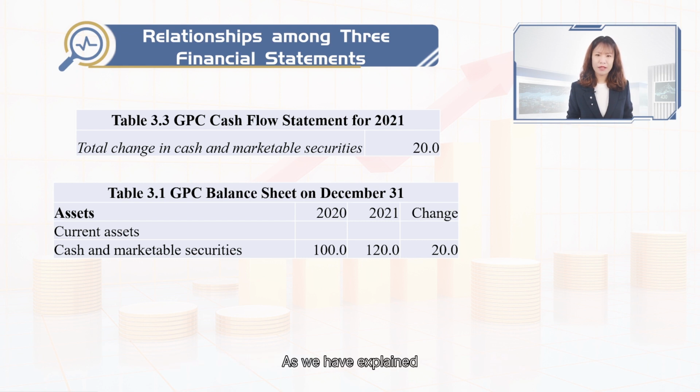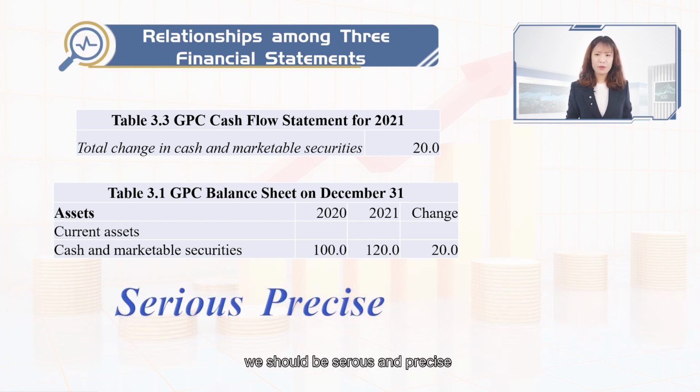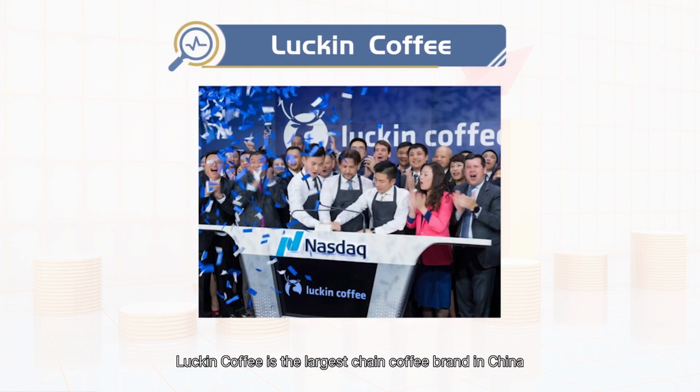As we have explained, there are many items in each financial statement. It is important to do the calculation accurately. A mistake in one value might make the construction of all statements more complex. Therefore, we should be serious and precise when constructing financial statements. In addition, financial statements imply much useful information about a firm, and its management should obey the law and cannot commit financial fraud. For instance, Luckin Coffee is the largest chain coffee brand in China.